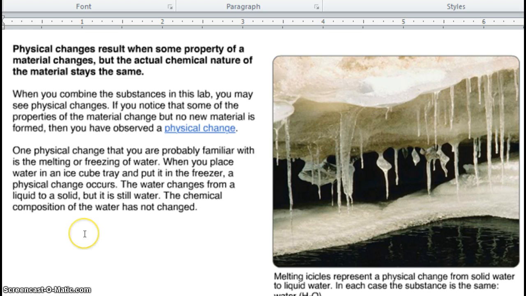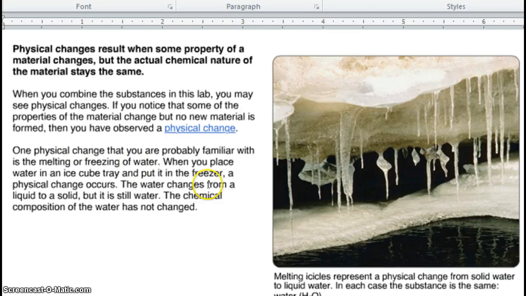Physical changes result when some property of a material changes, but the actual chemical nature of the material stays the same. So for example, when we talked about phase changes, ice, water, steam, it's all H2O, so it's just a physical change. When you combine the substances in this lab, you may see physical changes. If you notice that some of the properties of the material change, but no new material is formed, then you have observed a physical change.